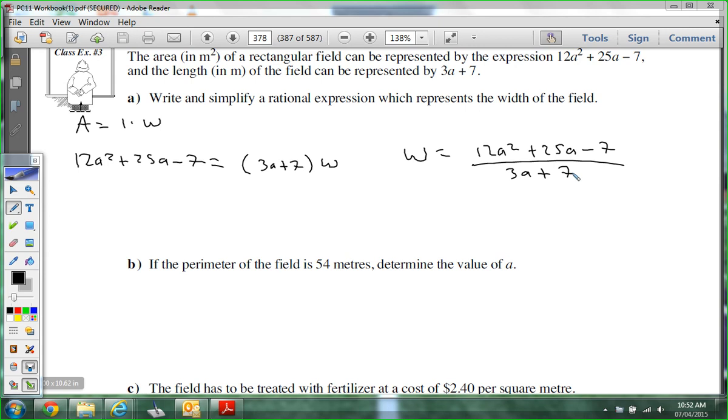So we want to factor the top. The bottom's already factored, so we don't have to do anything with the bottom. Can we state our non-permissibles? Does it ask us for that? It does not, so we don't need to put that this time.